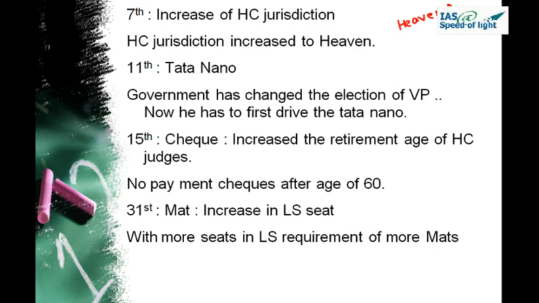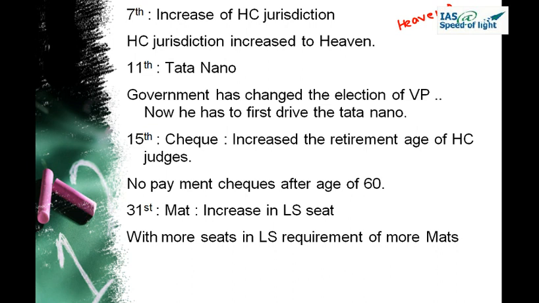Now for this Seventh Amendment Act, we try to remember increase of High Court jurisdiction. It extended the jurisdiction of high courts to even union territories. It first time provided for the establishment of a common high court for 2 or more states. More about high courts we will remember once we do the high court session.